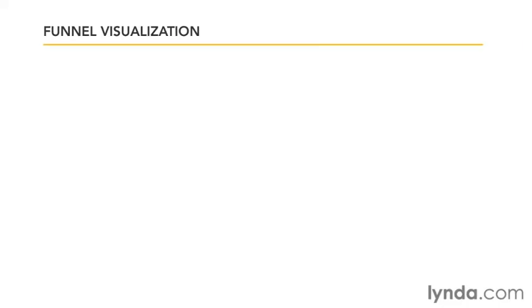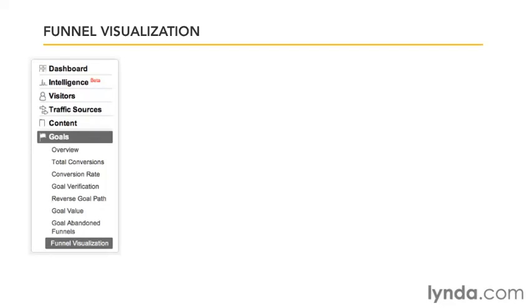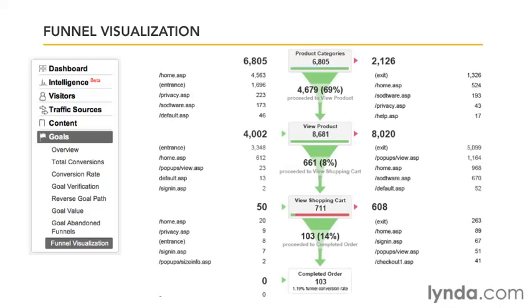Funnels are an optional part of configuring goals that can help us identify bottlenecks in multi-step processes and thus provide insight to where we're losing our customers in that process. Let's go ahead and walk through an example of what a funnel report might look like. Click down here to our Goals tab and click on Funnel Visualization. And we see something like this.